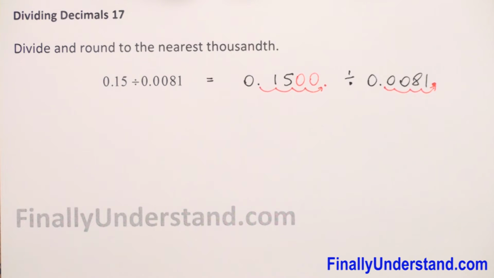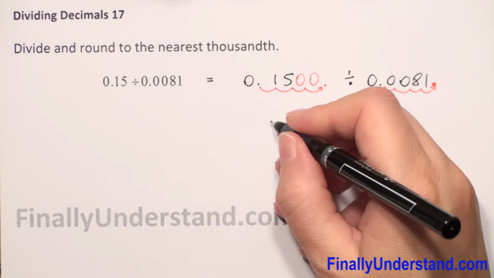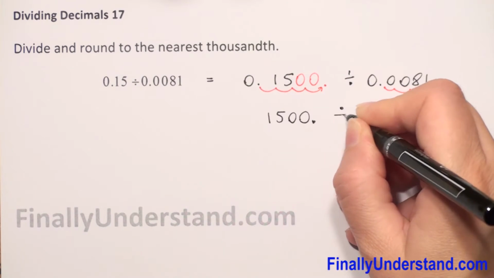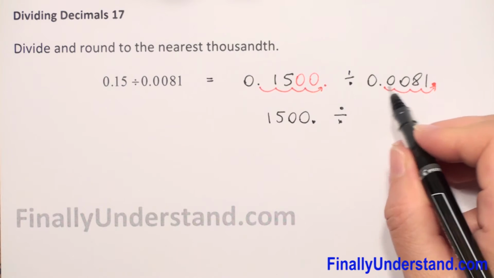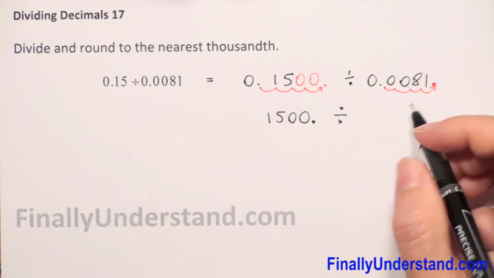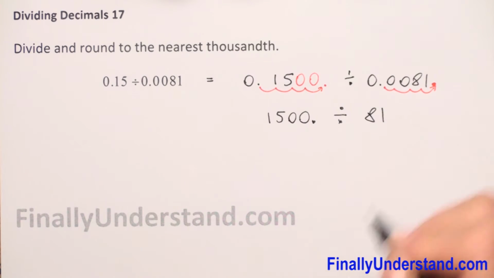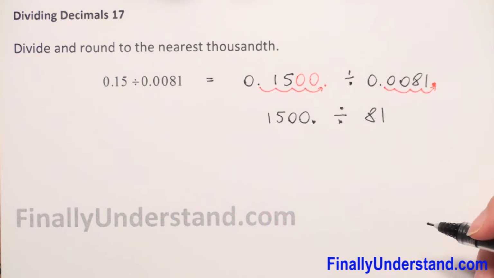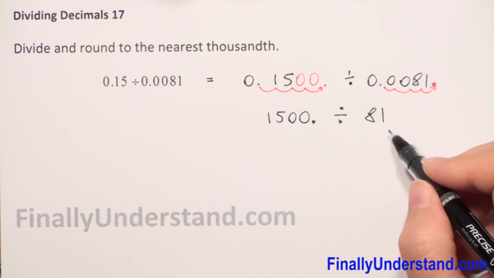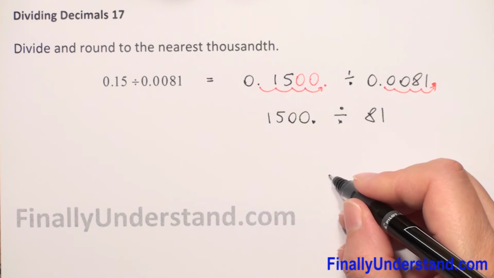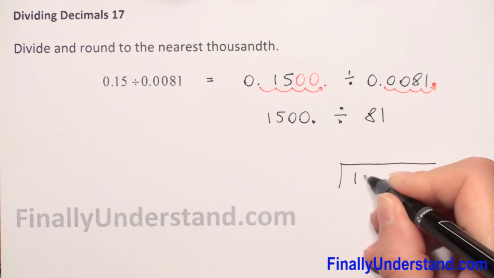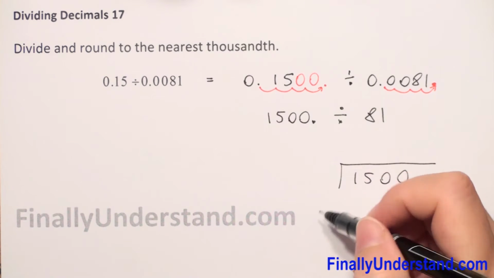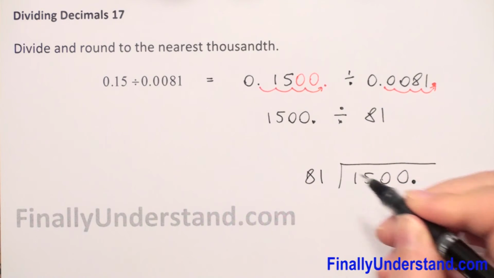So now we have 1500 decimal point, divided by 81. I don't need to write zeros before this whole number because it's still 81. And in our divisor we don't need the decimal point at the end. So now we can do long division because our divisor is a whole number. Our dividend is 1500 decimal point and our divisor is 81.